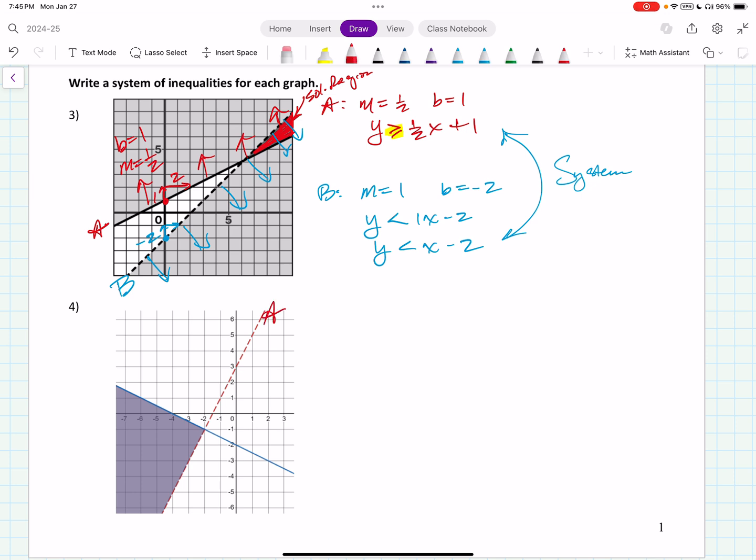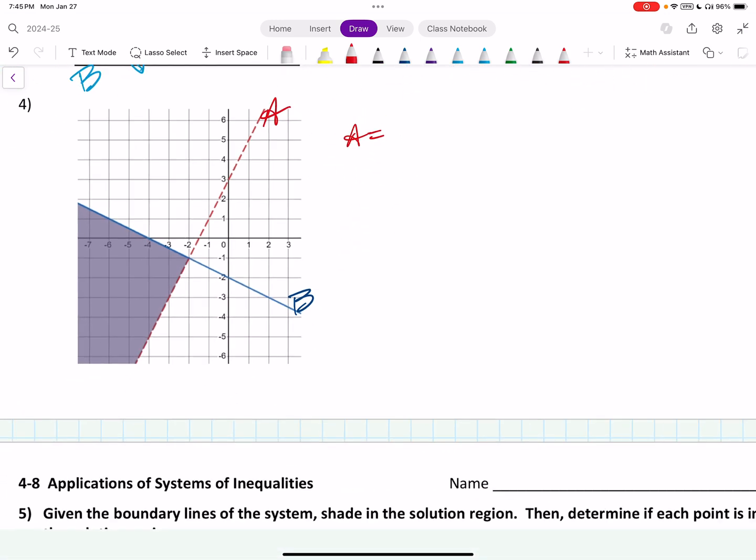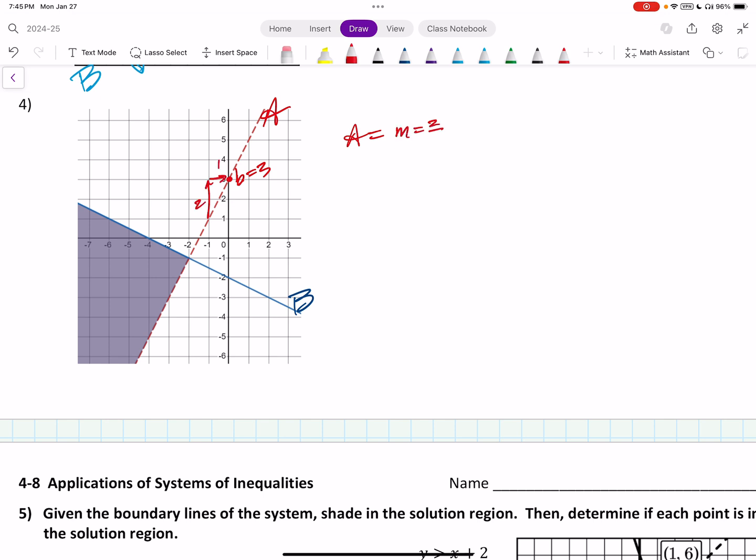So we have inequality A and inequality B. Let's take a look at A first. We need a slope and y-intercept. So the y-intercept here is obviously at 3. The slope from point to point, you've got to go up 2, right 1. So the slope is 2 over 1, or 2. Y-intercept at 3. The solutions are above this boundary line right here, as you can tell. Look at this shaded region right through here. So we have y is strictly greater than 2x plus 3.